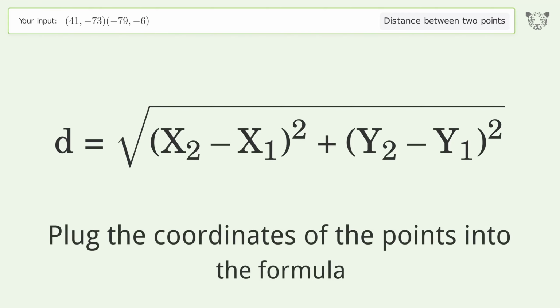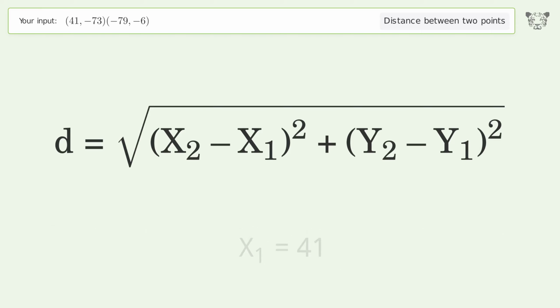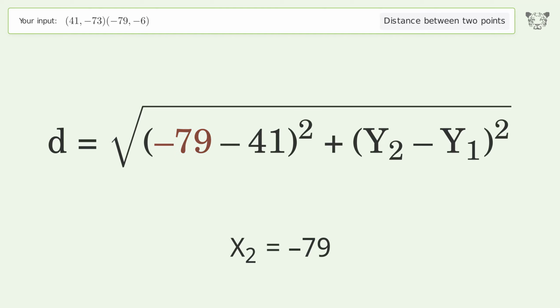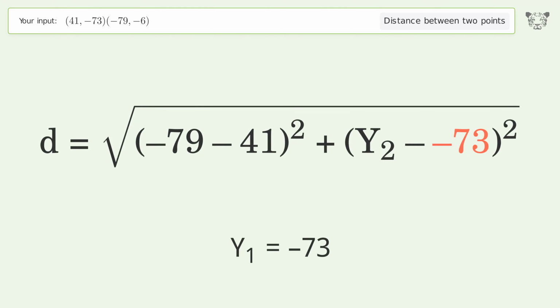Plug the coordinates of the points into the formula. x1 equals 41. x2 equals negative 79. y1 equals negative 73. y2 equals negative 6.